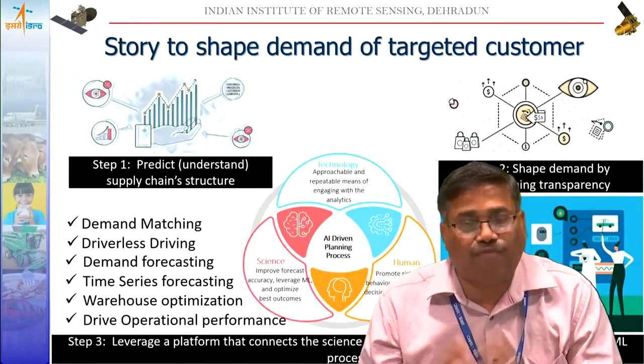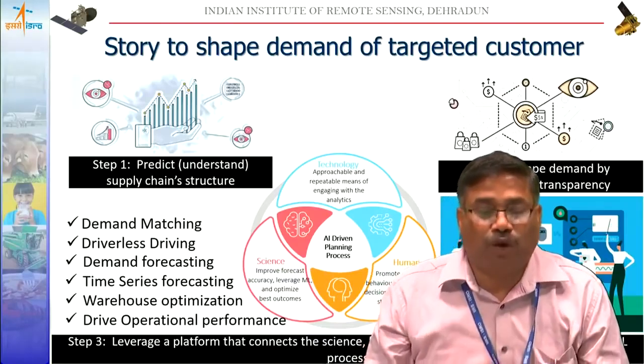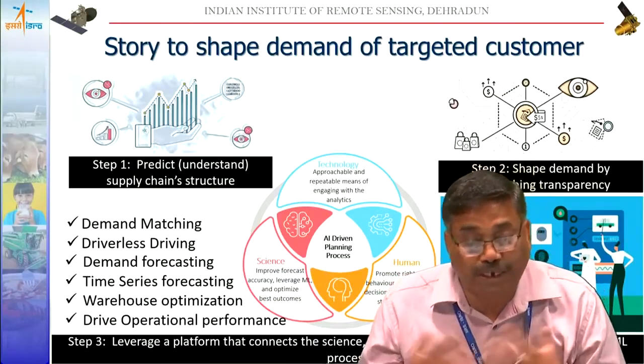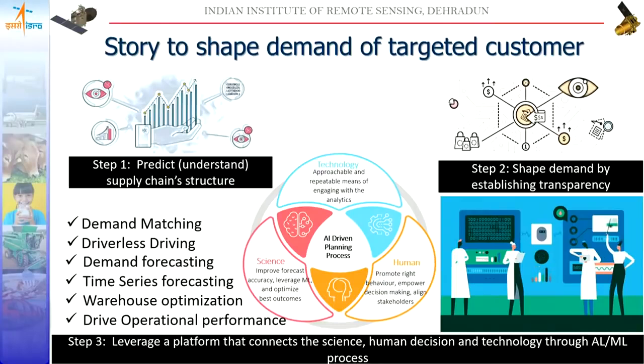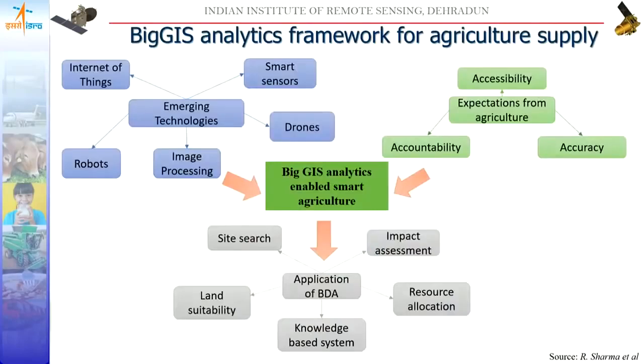So basically, you have to follow a three-step process. You have to have the prediction, to understand from the historical data what the supply chain structure is. Then you have to shape the demand by establishing transparency, and ultimately you have to build a platform where you make use of AI techniques, where you make use of all the algorithms which are available to you, and come up with the best possible solution.